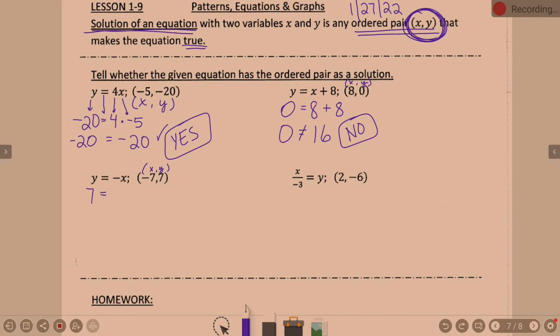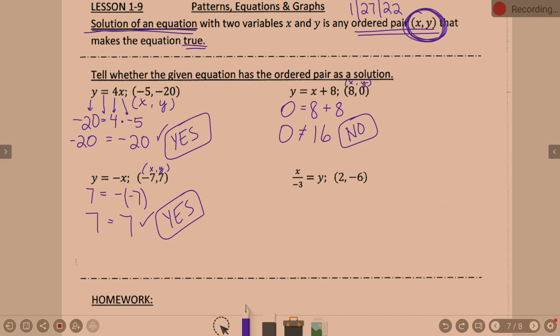or the opposite of that x value. So we're doing the negative of what's x? Negative 7. What is the opposite, or what's the negative of negative 7? 7. In other words, the opposite of negative 7 is positive 7. You could also think a negative times a negative is a positive 7. Does it work? Yeah, 7 equals 7. So is negative 7, 7 a solution? Why, certainly. Yes, it is.